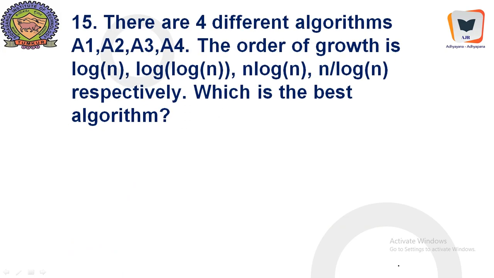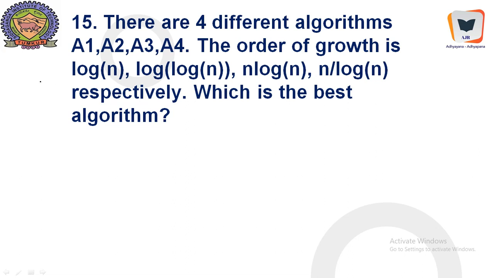Right. 15th question. There are 4 different algorithms, A1, A2, A3 and A4. The order of growth is log n, log of log n. Of course, it is to the base 2, needless to say. And n log n for A3, algorithm 3. And A4 is concerned, it is n by log n. Among them, which is the best algorithm? The best algorithm is the one which will have least running time, or least complexity.